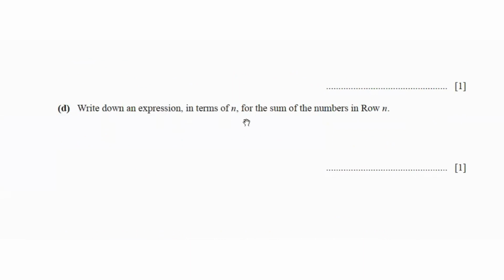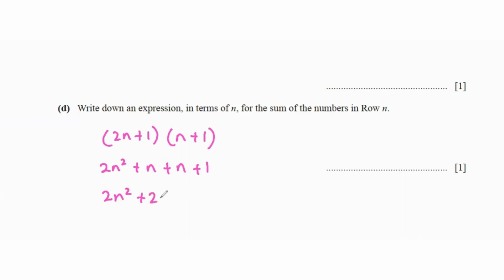Write down an expression in terms of n for the sum of the numbers in row n. So that's going to be the product of 2n plus 1 and n plus 1. You can leave it as it is, and you can even expand it and write it as 2n square plus n plus 1, which is going to be 2n square plus 2n plus 1. Both are correct.